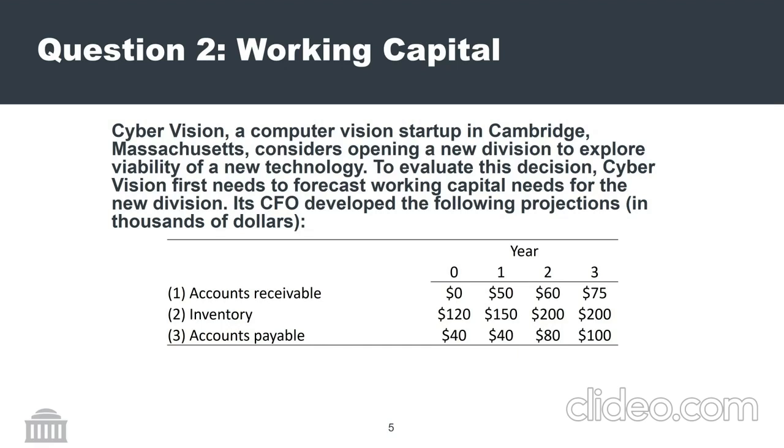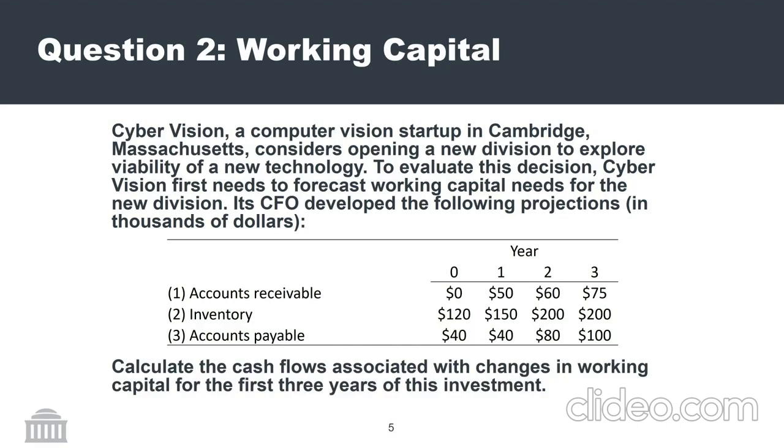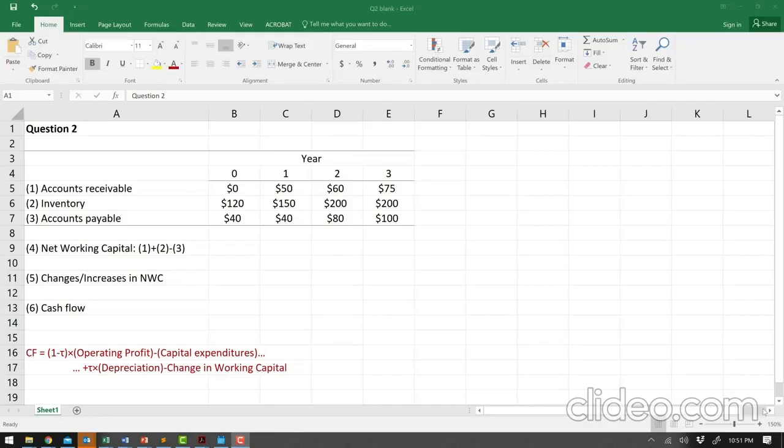Inventory is expected to be $120,000, $150,000, $200,000, and another $200,000 in years 0, 1, 2, and 3 respectively. Accounts payable are expected to be $40,000, $40,000, $80,000, and $100,000 in years 0, 1, 2, and 3 respectively. Calculate the cash flows associated with changes in working capital for the first 3 years of this investment. This question is designed to help us understand the impact of working capital requirements on cash flow.